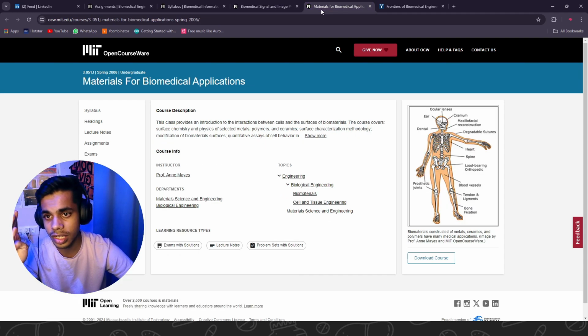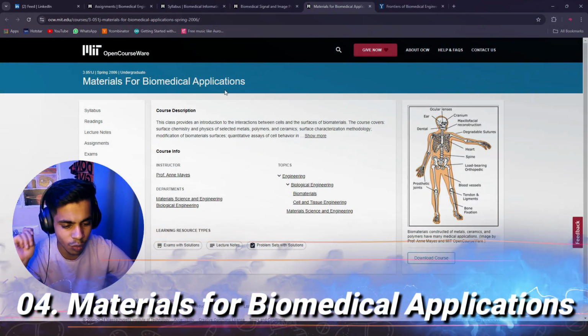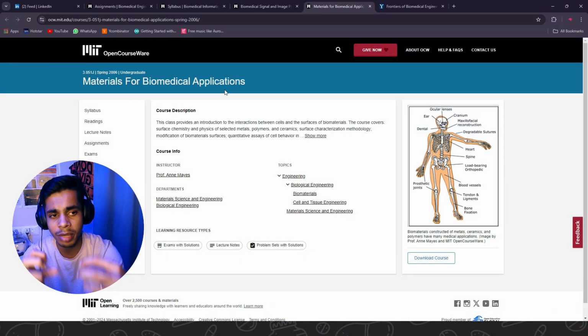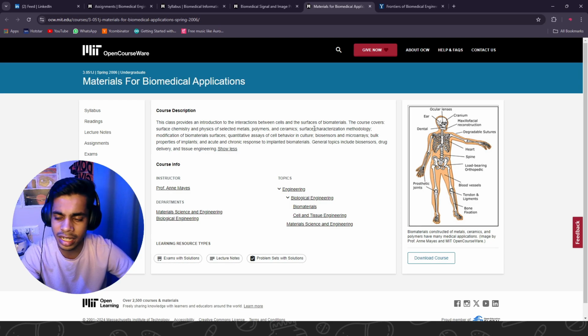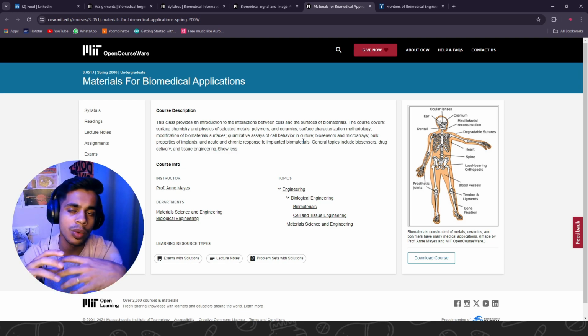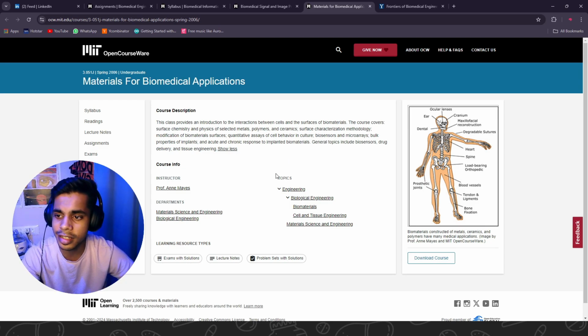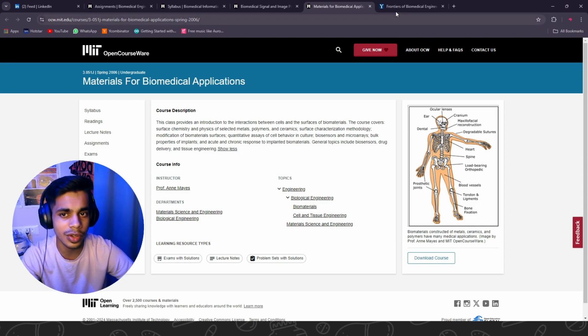Moving on to the fourth course, Materials for Biomedical Applications. Wonderful course. This course basically talks about biomaterials, how different materials interact with the human body or the surface of the skin, how they interact inside the human body. And it will talk about surface characterization methodologies, biomaterial surfaces, cell behavior in culture, biosensors, microarrays. So wonderful course, I would suggest. You understand how different implants are made, how the materials are decided for a specific product that you are making or developing and things like that. So this is going to be the fourth course for you guys.